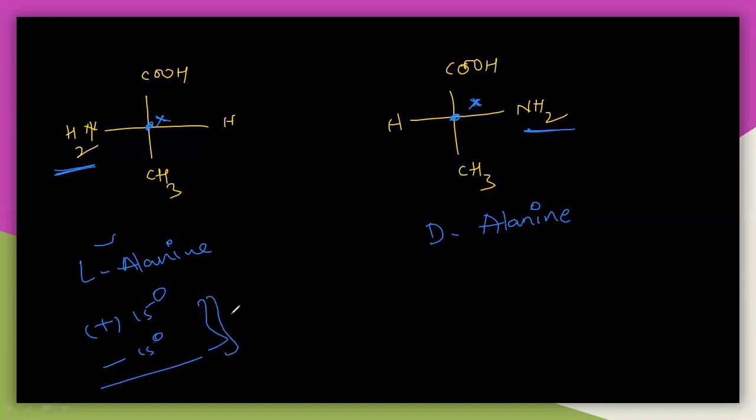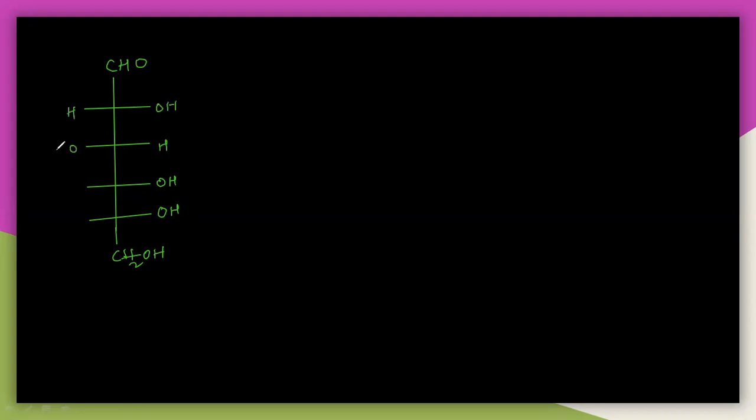So this is the experimental data, but theoretically we can say this is L and this is D here. And you can take the other example, like CHO. Let us take glucose. So I will take the glucose here. The glucose structure will be like this: CH2OH, and here also OH, OH, H, OH, H, OH, H, OH. See this. So observe this first.